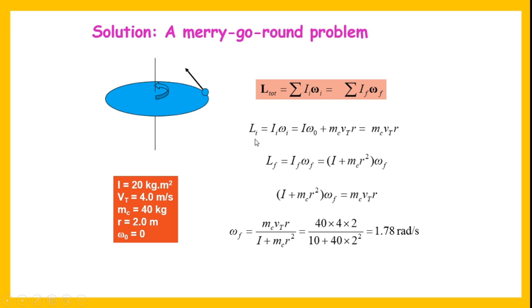Hence, equating these two equations, (I plus m_c R squared) omega_f is equal to m_c V_t R. We have to calculate omega_f, the final angular velocity. So omega_f is equal to m_c V_t R divided by (I plus m_c R squared). Substituting all the given values, we got the final angular velocity as 1.78 radians per second.